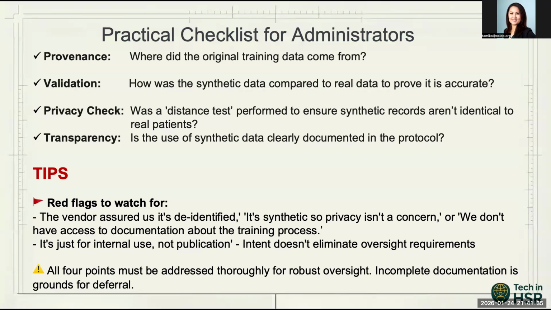And the third one, privacy check. Was a distance test performed to ensure synthetic records are not identical to real patients? What is that? This is a technical measure. Essentially, it's how close is each synthetic record to its nearest real record. If the distance is too small, that means that you have a re-identification risk. So you're going to need to document all of this in order to understand that re-identification risk.